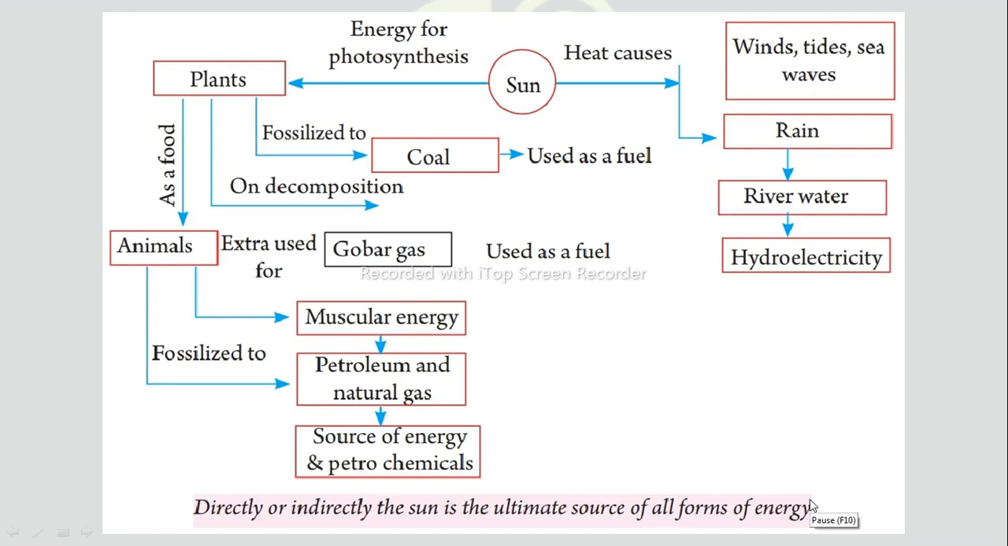Plants also need solar energy to synthesize their food. Animals need the solar energy as well. Heat: solar heat causes winds, tides, sea waves, etc. That is the reason the sun is considered the ultimate source of energy.